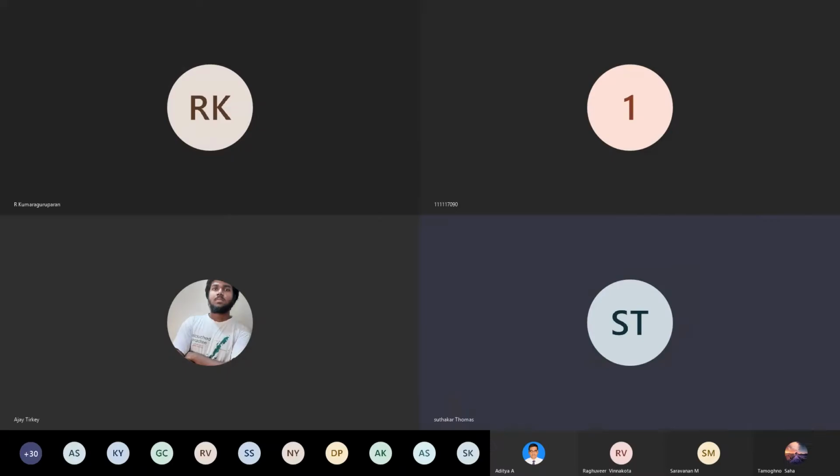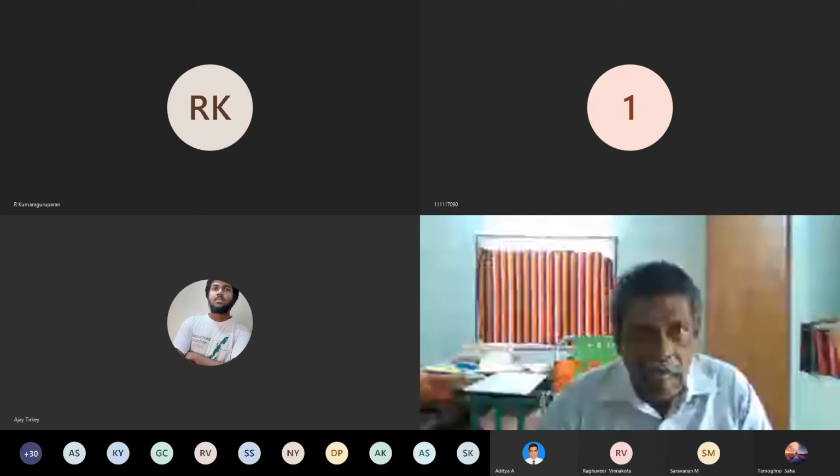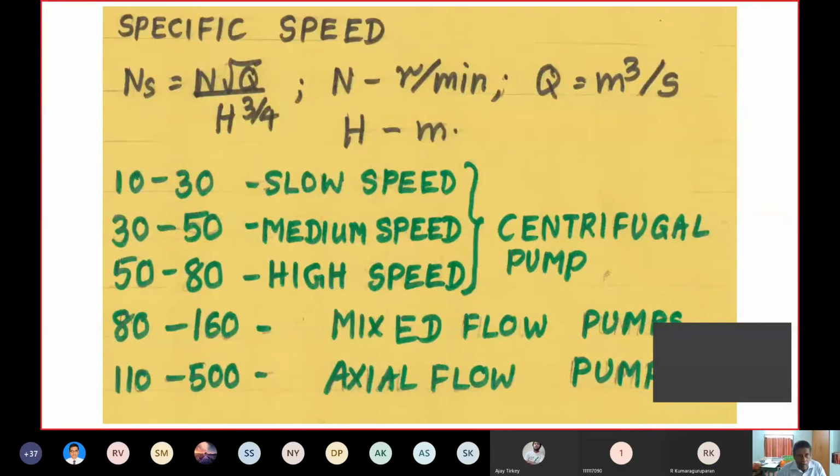With specific speeds, we had derived the expression yesterday. The equation we derived was actually shape number N_SH, which was N root Q by (gH) power 3 by 4. That will be fully non-dimensional, whereas in the field people use specific speed denoted by N root Q by H power 3 by 4. G is removed, and with that the values you get are good numbers like 10, 30 or 500, like that. If you divide this by another g, you get some fraction and things like that.